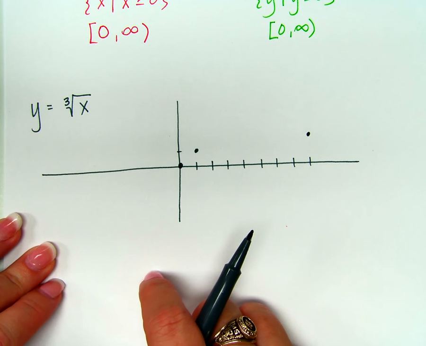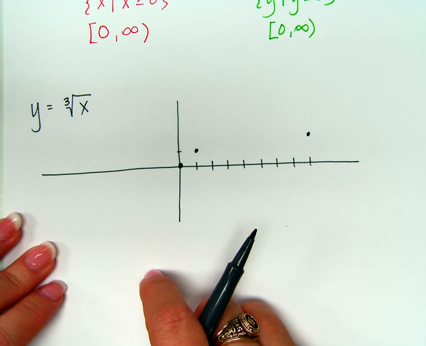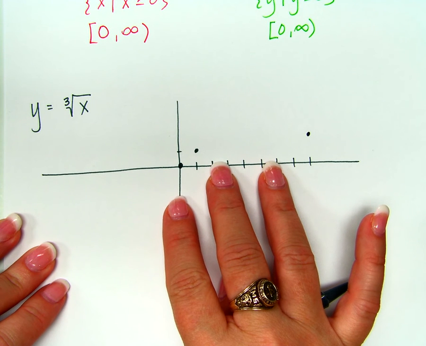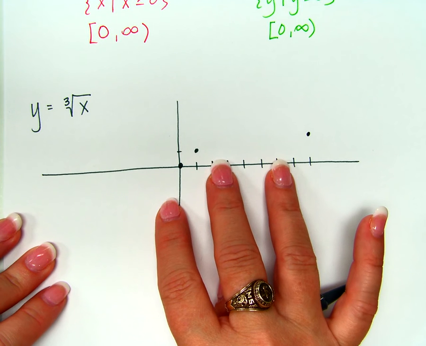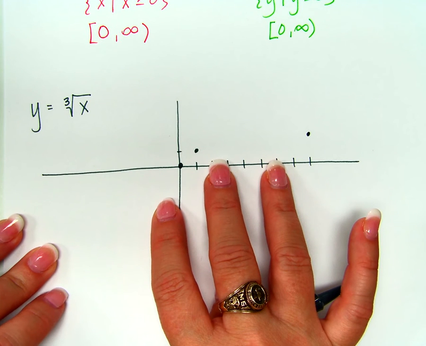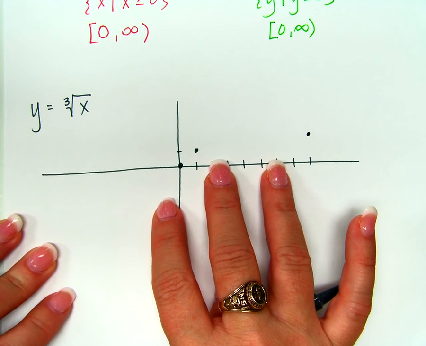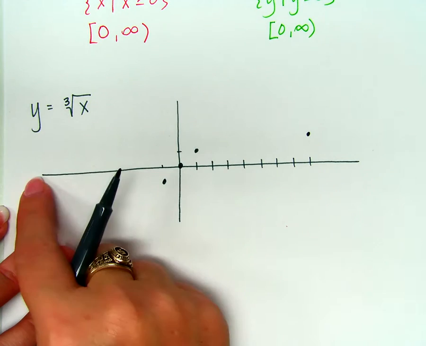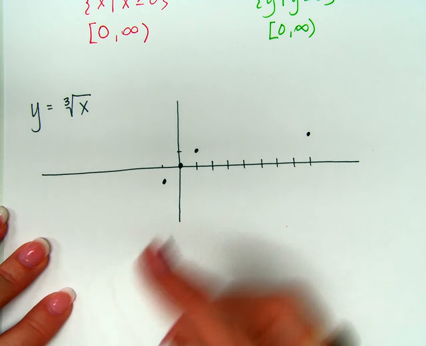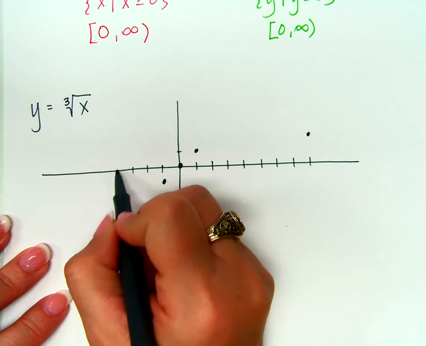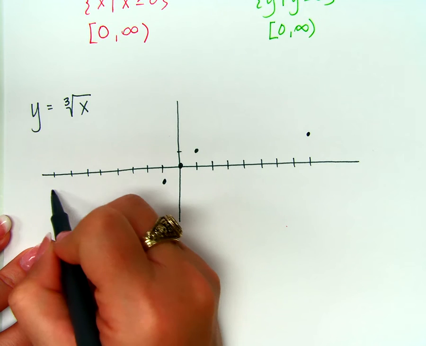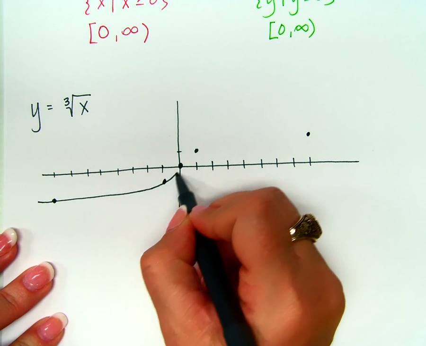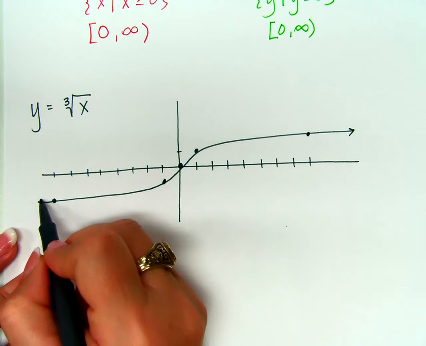What about the cube root of negative 1? What times what equals negative 1? Guys, what times what equals negative 1? Does 1 times 1 times 1 equal negative 1? No, negative 1 does, though. If x is negative 1, y is negative 1. What about negative 8 then? 1, 2, 3, 4, 5, 6, 7, 8. So doesn't this one look like this? Yeah?